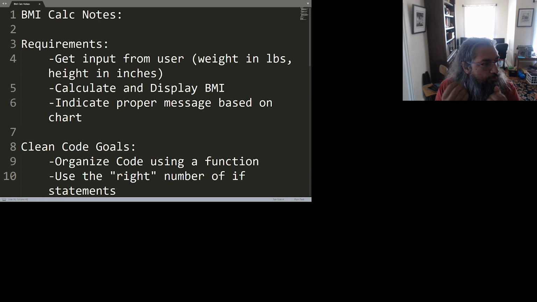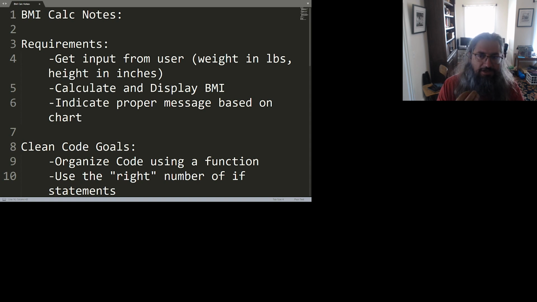And so in this case, we got to look at the requirements of the problem, which are pretty straightforward. We're going to get some input from the user, which is weight in pounds and height in inches. We are going to calculate and show the BMI, which stands for body mass index. If you don't know, it's used in a lot of medical and fitness stuff to talk about general healthiness. And we need to print out a message based on one of the 4 choices on the chart. So that's really what we have to do.